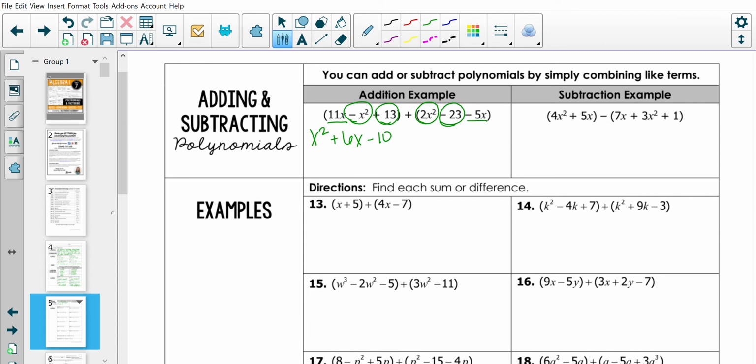Okay, you need to pay attention though because today you're doing adding and subtracting. So the only difference is the little sign in between. Okay, so 4x squared minus 3x squared is what? And then 5x minus 7x. Minus 2x. And then what's going to be at the end? Minus 1. This is where you're going to mess up. Make sure you put that minus 1. Okay.